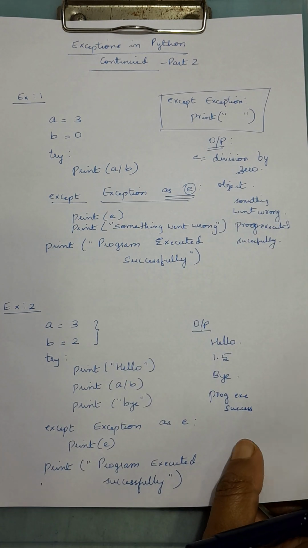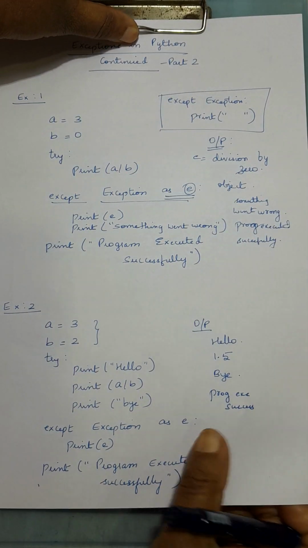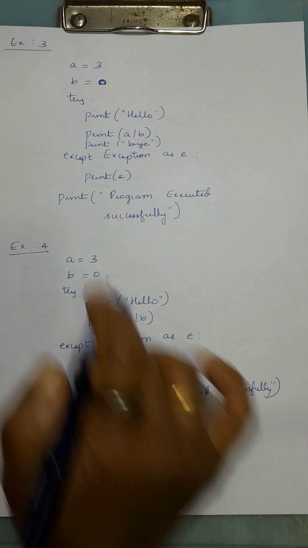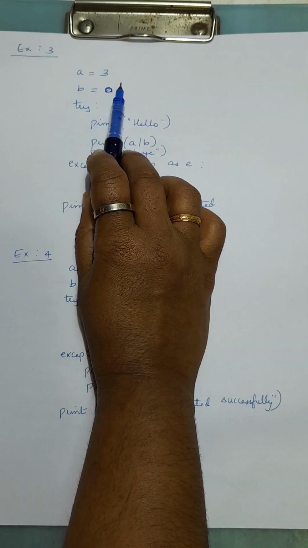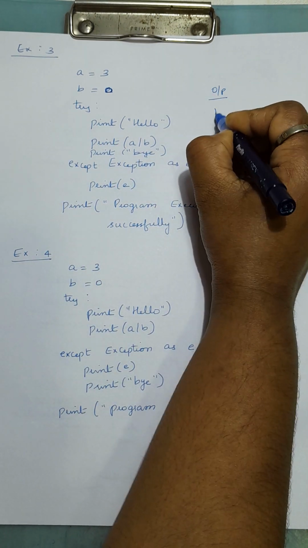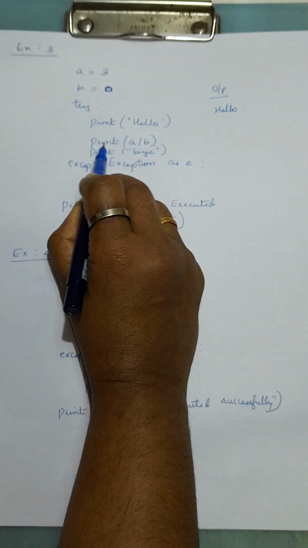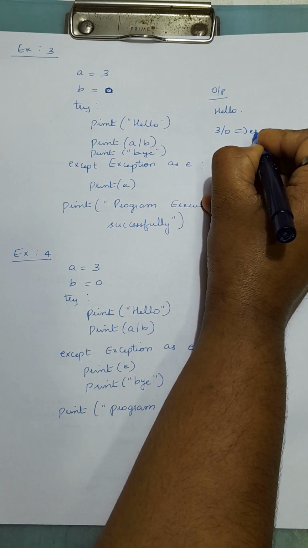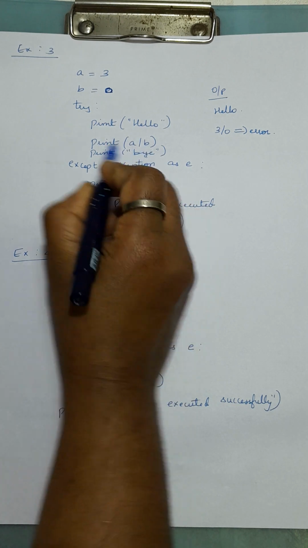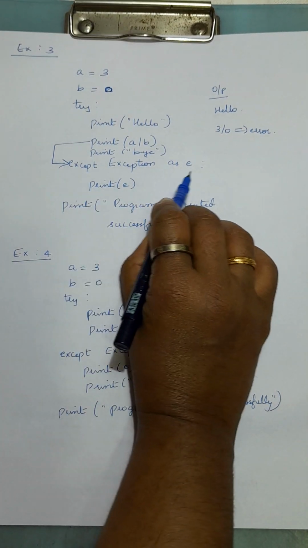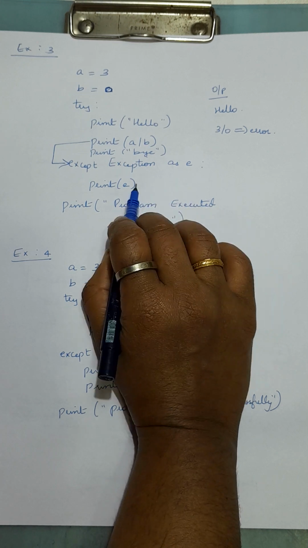What now if instead of B is equal to 2, I have B is equal to 0? Now see example 3 here. A is equal to 3, B is equal to 0. Try print hello. Okay, A divided by B. When it comes to 3 divided by 0, there is an error. It is a runtime error. Now what will happen from here? Control goes to the exception handler. Now except Exception as E. Now E will find out what the type of error is.